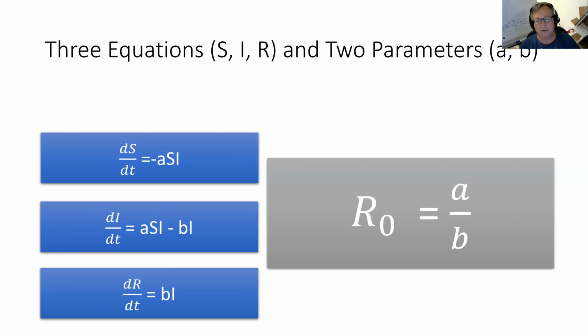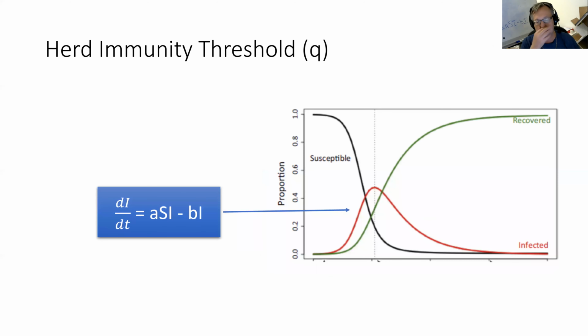Now, I don't want you to think of A as being something that's necessarily fixed. I'm going to assume that it's fixed, but in the real world, with things like social distancing or washing your hands or wearing masks, we can actually influence A, okay? But for the sake of my calculations, I'm going to assume that A is fixed.